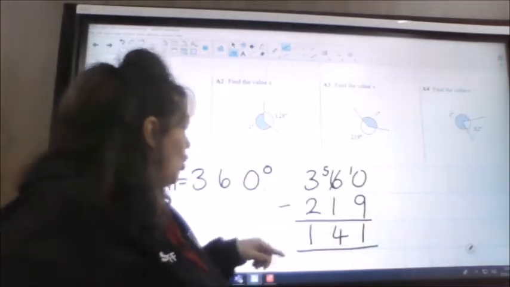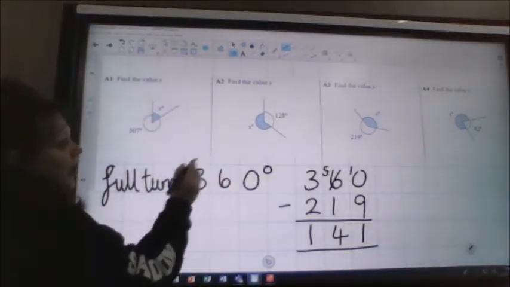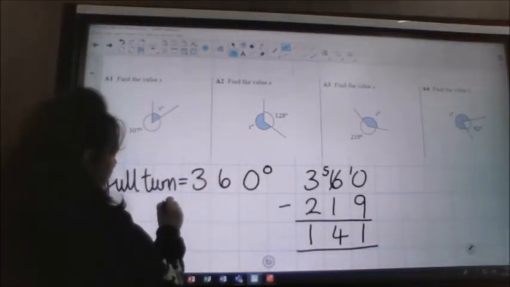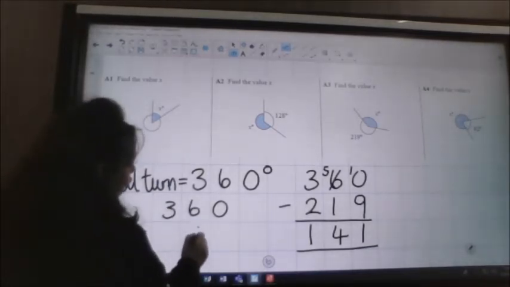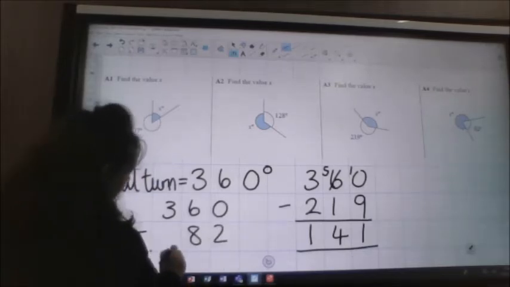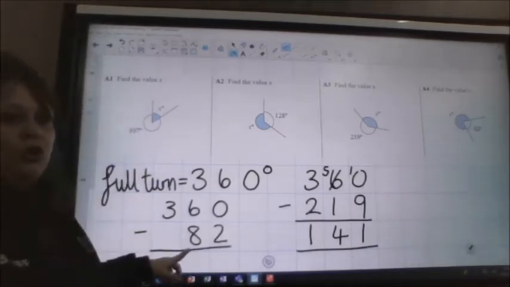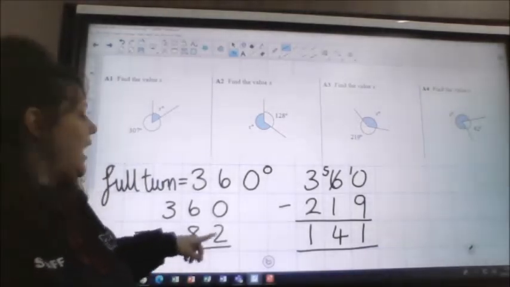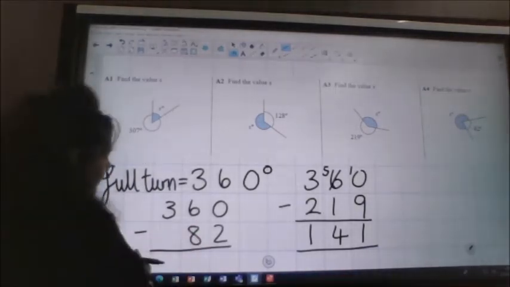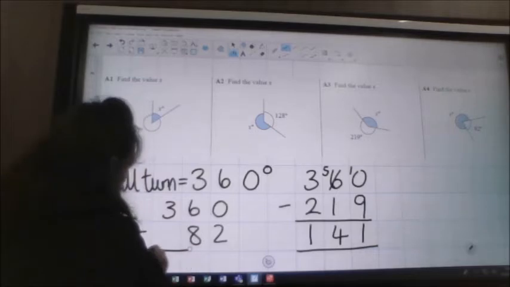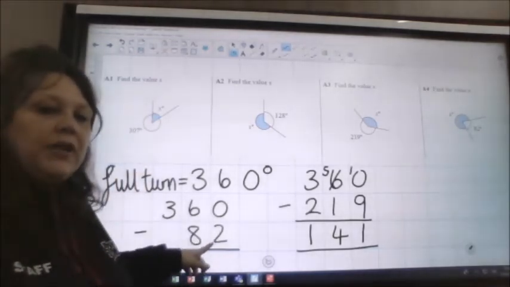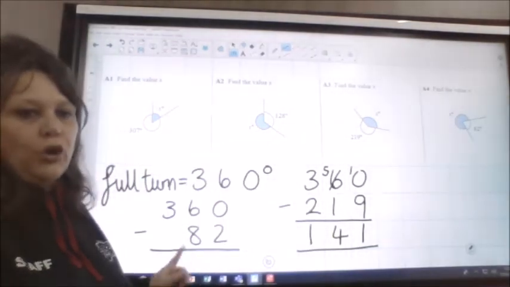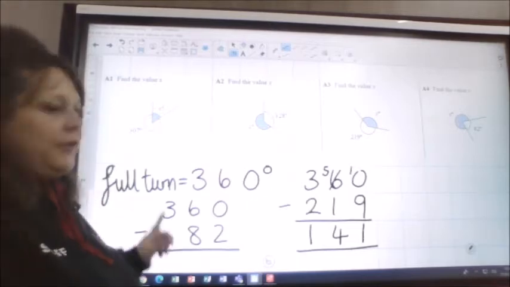Finally, you've got 82. So in your book, you're going to write this down. We're going to make sure it goes in the right column. You're going to have a little go at that question yourself. I'm going to make sure I get a nice straight line there. Mrs. Heavey, that was terrible. Okay, there we go, that's a bit better. So have a little go at the last one. What do you get? Pause your video. Have a little go.